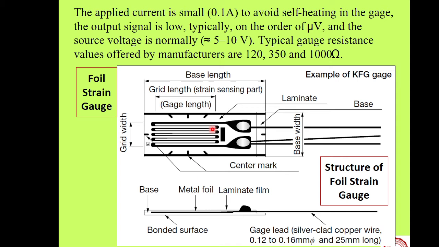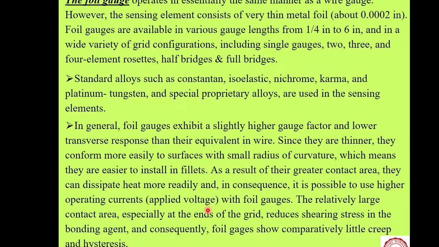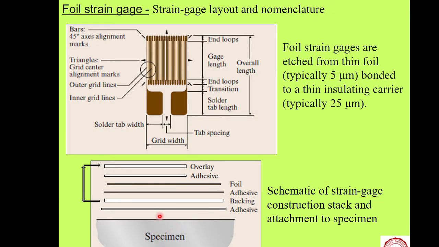Now, let us see how the construction is. This active gauge part we have already seen. Now, you see the metal foil from which this thin wire part is etched out, this is enclosed in laminate film. This part is clear. So, there is a top layer, there is a bottom layer, okay. And then this whole thing is cemented on the specimen, right.